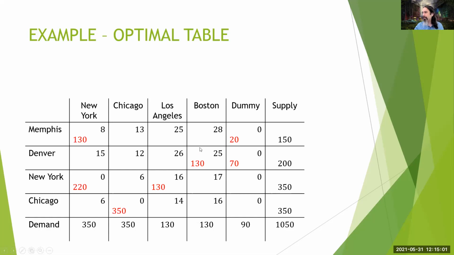It doesn't really matter. So as you can see from here, we have dummy values 20 and 70. These dummy values mean that Memphis, out of its 150 supply, is not producing these 20 units, and Denver, out of its 200 supply, is not producing these 70 units. So they don't need them.